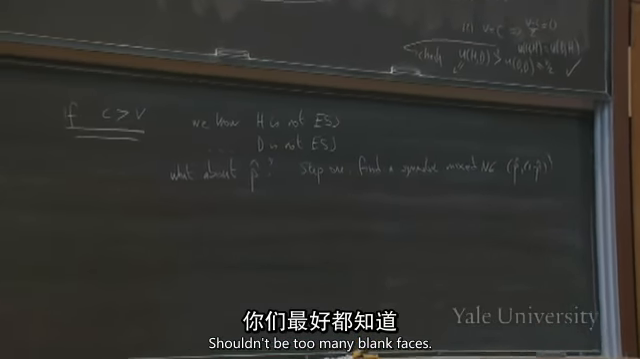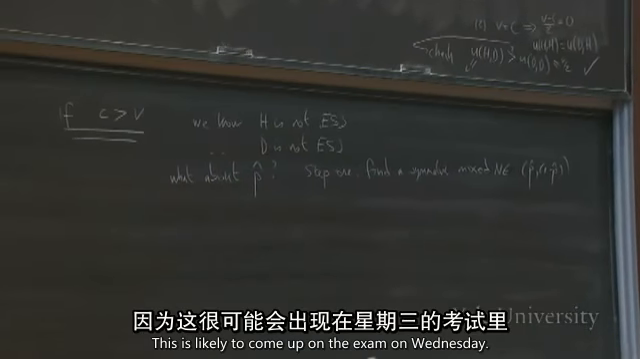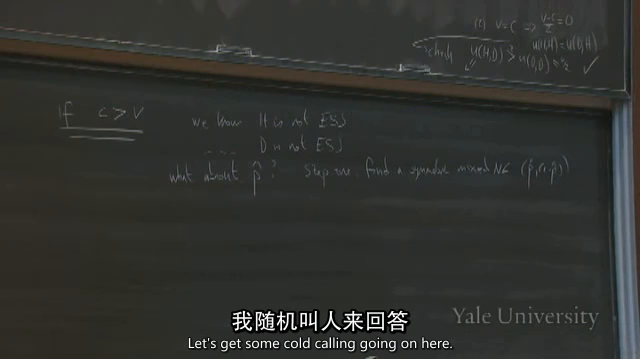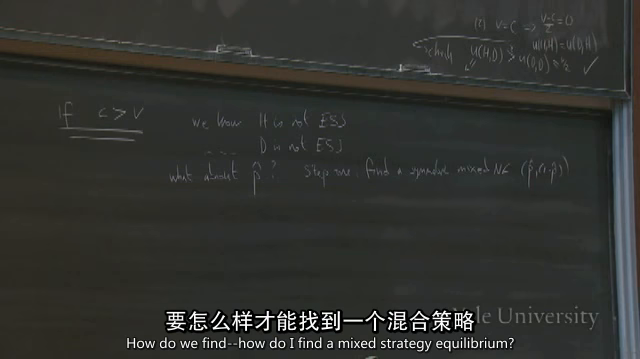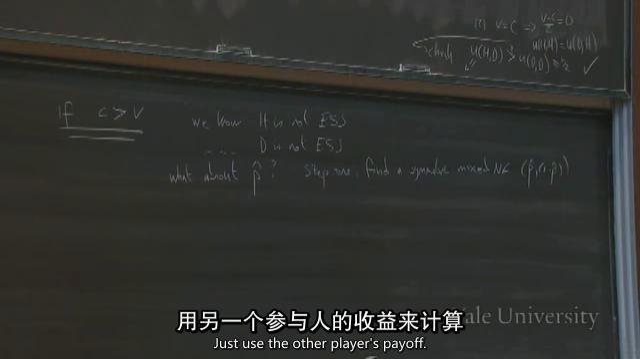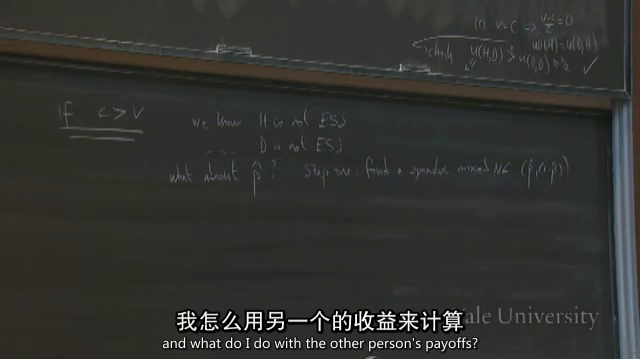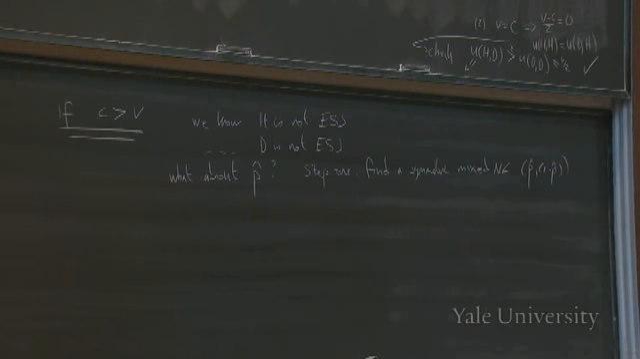Shouldn't be too many blank faces since this is likely to come up on the exam on Wednesday. Let's get some cold calling going on here. How do I find a mixed strategy? Just find anybody. How do we find it? Yeah. How do I find a mixed strategy equilibrium? Just use the other player's payoff. I use the other player's payoffs, and what do I do with the other person's payoffs? You set them equal? Set them equal, okay?